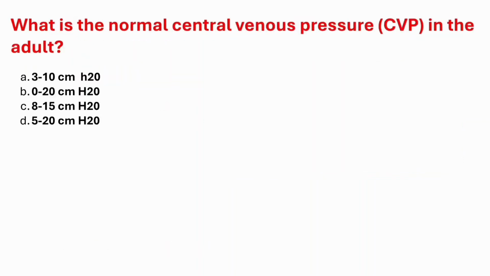Heimlich maneuver. What is the normal central venous pressure in adults? A. 3 to 10 cm H2O. B. 0 to 20 cm H2O. C. 8 to 15 cm H2O. D. 5 to 20 cm H2O. The correct answer is C. 8 to 15 cm H2O.